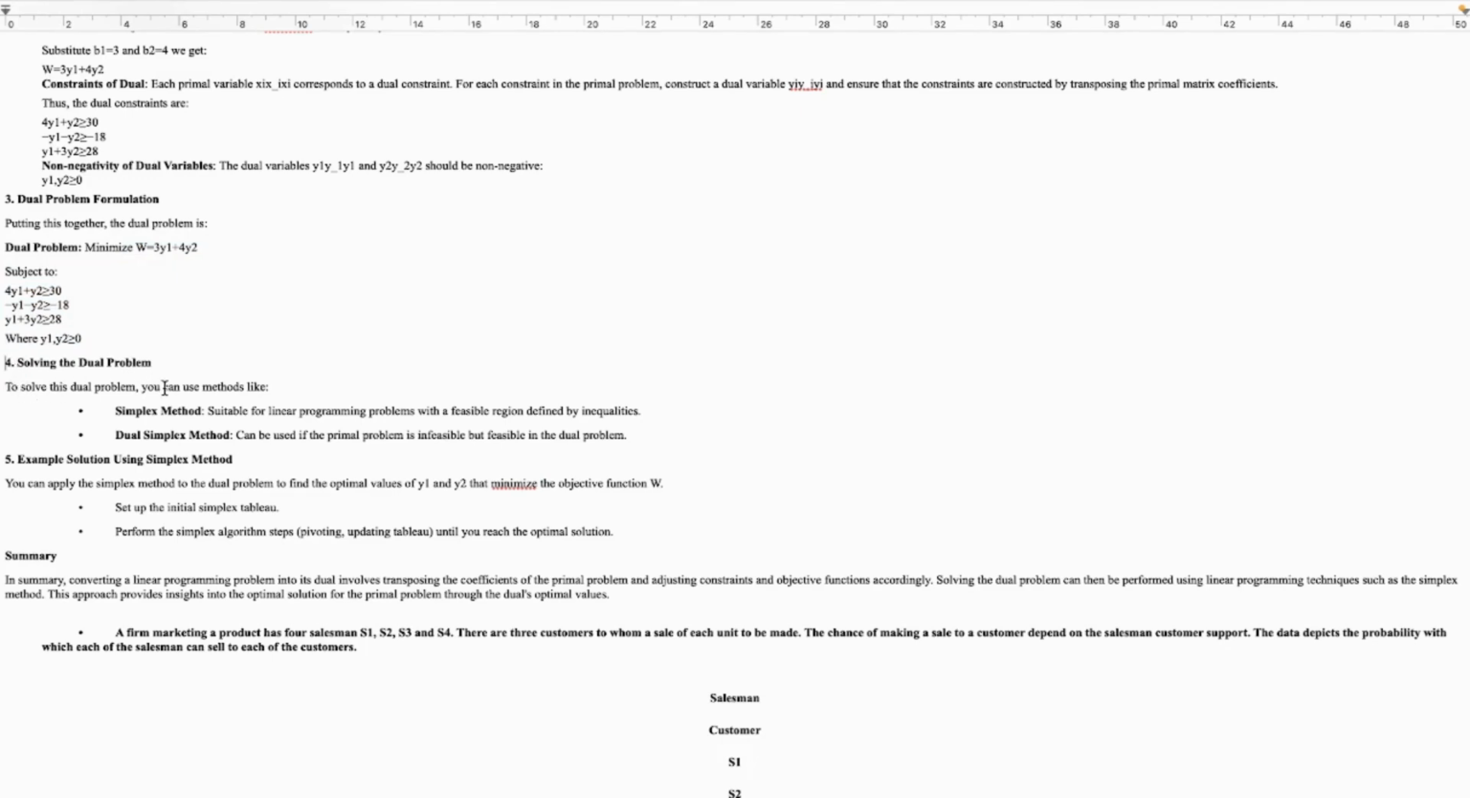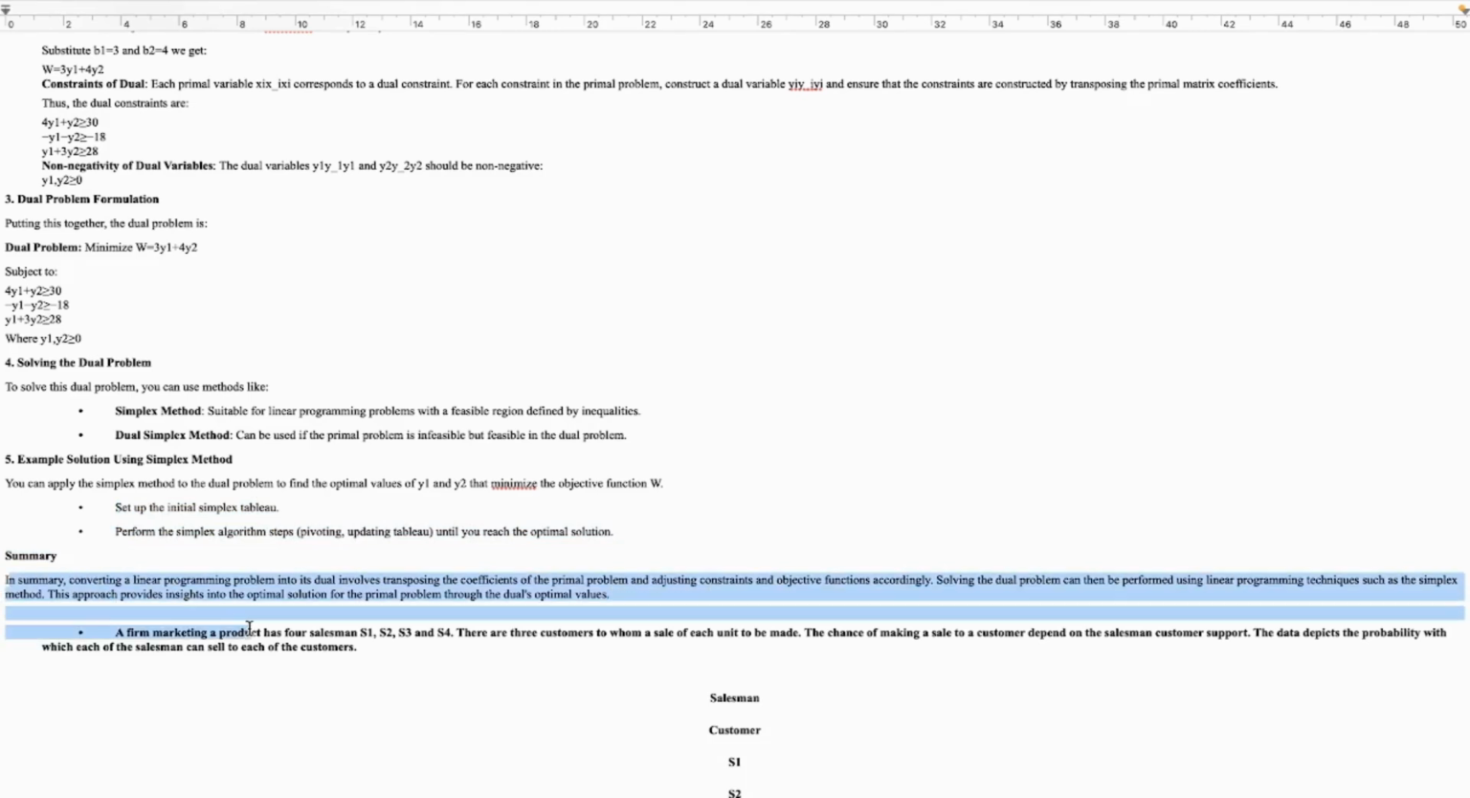To solve this dual problem you can use dual methods like the simplex method and the dual simplex method. The simplex method is suitable for linear programming problems with the feasible region defined by inequalities, and the dual simplex method can be used in the primal problems infeasible and feasible in dual problems. Example solutions: you can apply the simplex method in the dual problems to find the optimized values y1 and y2, minimizing the objective function w. And this is the summary.